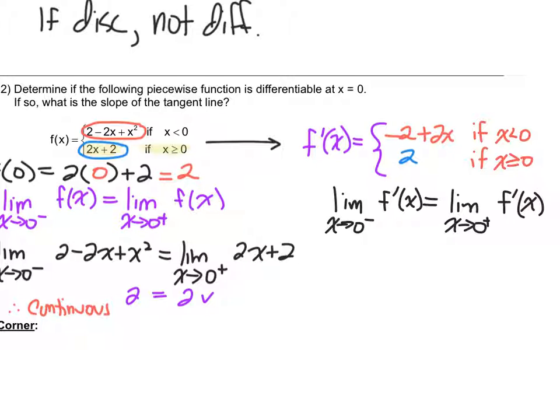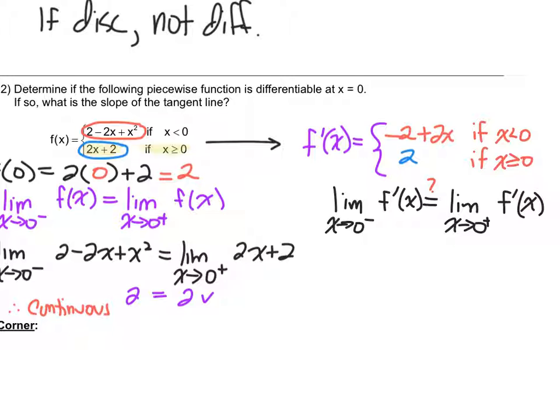All right, it won't always be the same, that's why we're testing it. If they are the same, then the function is continuous and differentiable. If they are not the same, then it's continuous and not differentiable. All right. So we're going to apply the limit to the left side and to the right side. So I'll write it out.